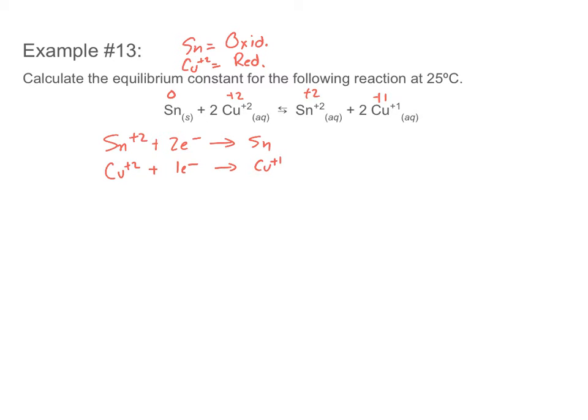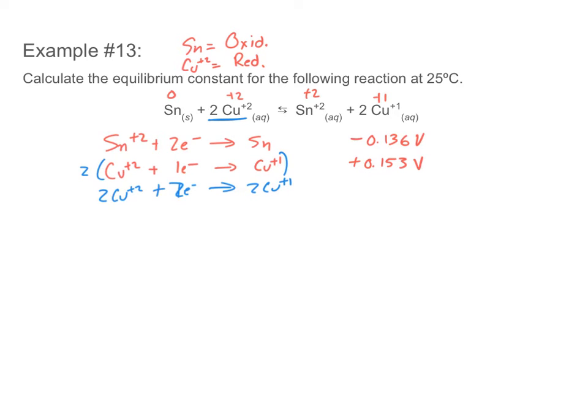However, because the net ionic equation has a coefficient of 2 here, that tells me that really there were 2 moles of electrons being transferred. So really I have 2 Cu 2+ plus 2 electrons, making 2 Cu+, so that it matches the balanced chemical equation above. Now, the reduction potential for the tin half reaction is negative 0.136 volts, and the reduction potential for the copper is positive 0.153 volts.